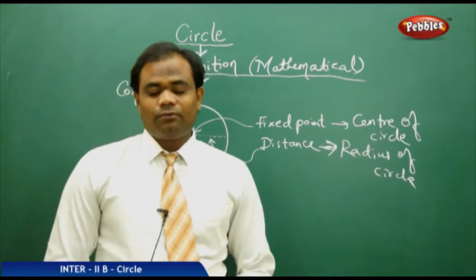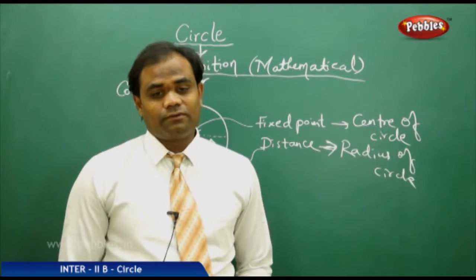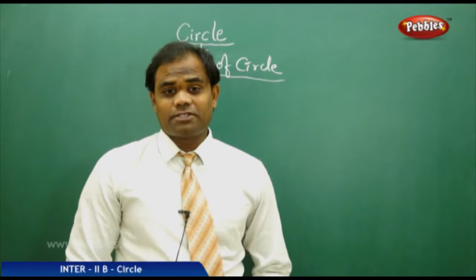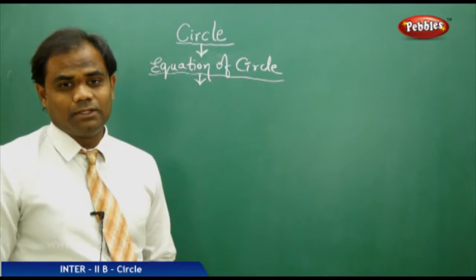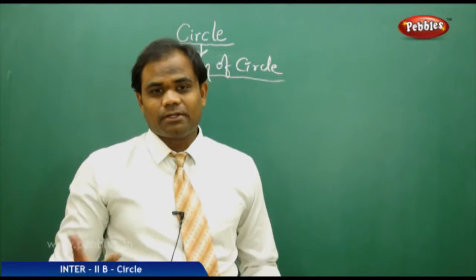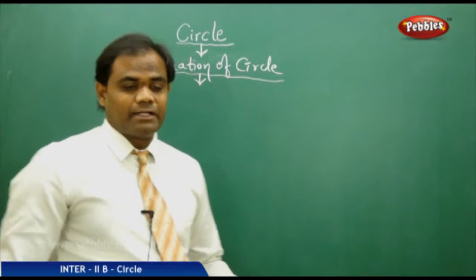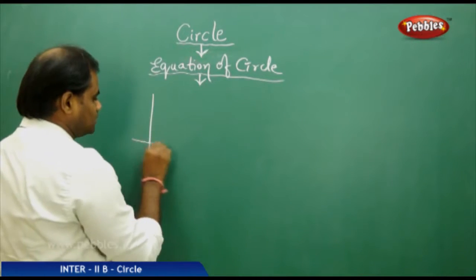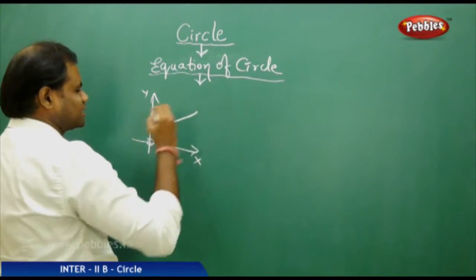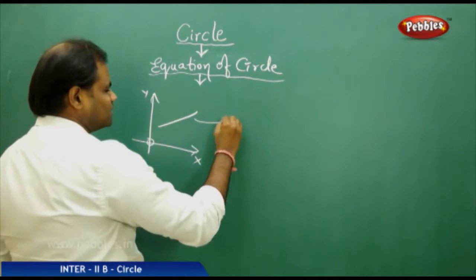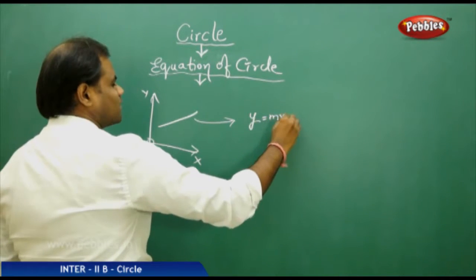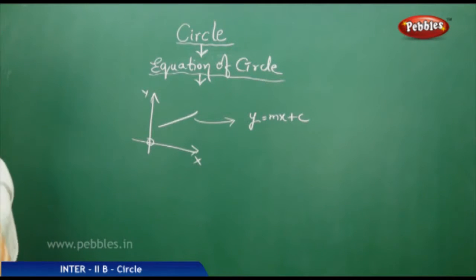Now let's see how we can derive the equation of a circle. Now let's see the equation of a circle. Now that we have defined a circle in the mathematical sense, the next question which comes is, what will be the equation of a circle? As for example, if I take the x-axis, y-axis and origin, and I take a straight line, then I know that this straight line has the equation y equals mx plus c, is how we understand.